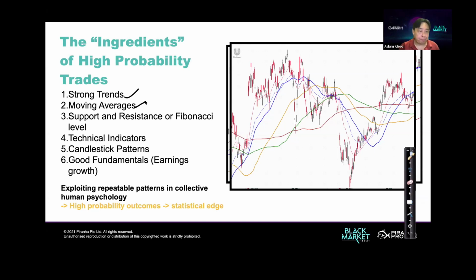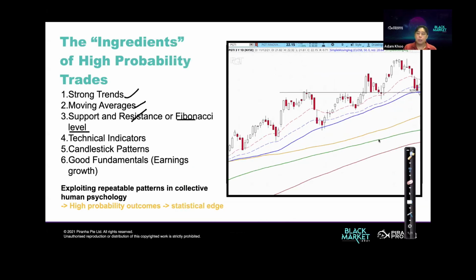Number three, I want to also ensure that when I enter, the price is also hitting a strong support or resistance level. If I'm going long, it's a support level, right? Or it's hitting a Fibonacci level. If you want to know more about Fibonacci, you can go to YouTube, type Adam Khoo Fibonacci. I have created videos on teaching Fibonacci as well, all right? But let me give you an example right here.